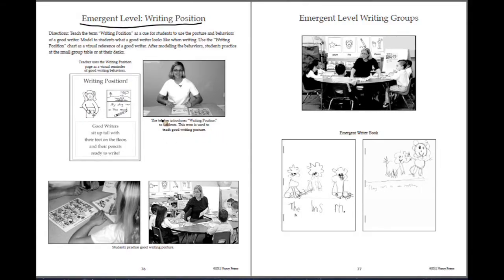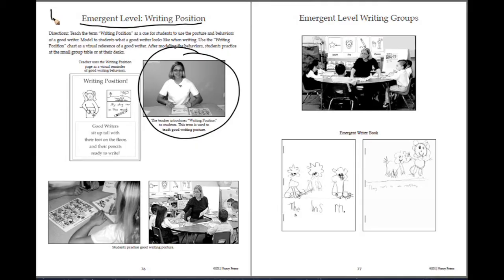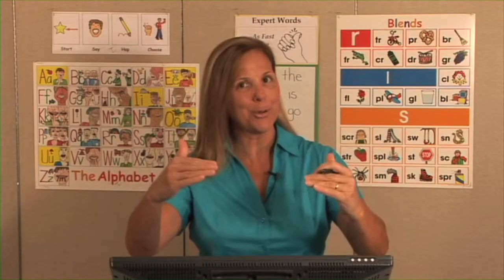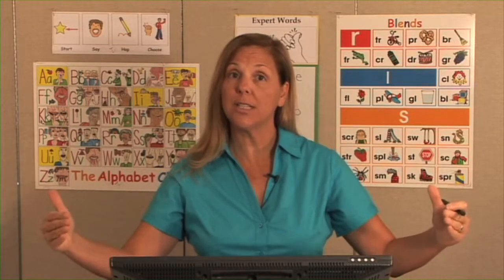Notice in the picture, I have the pencil in my hand, my other hand is flat, I'm sitting up nice and tall. I'm modeling to students what writing position looks like, so that when I have a small group come to the table, and when I say small group, I could have 16 kids in this group. These can be large, small groups. And the reason for that is because we're all going to be doing the same thing.